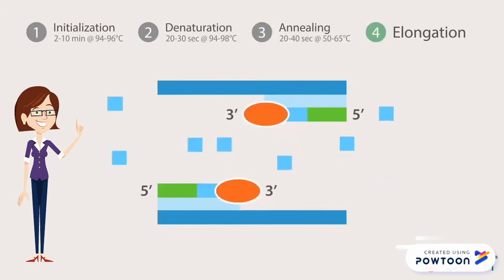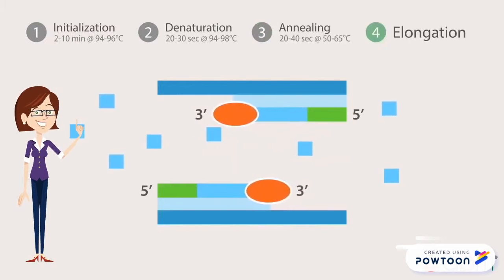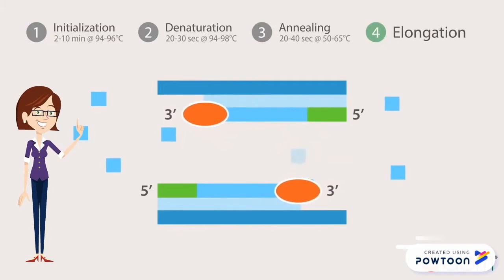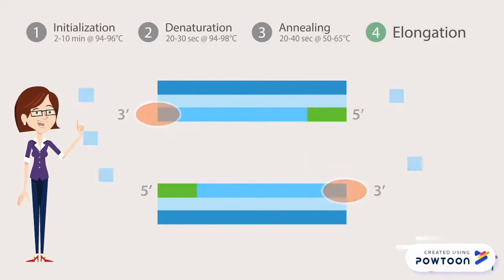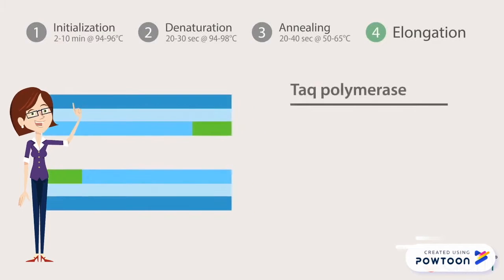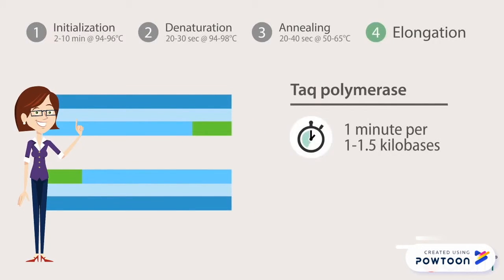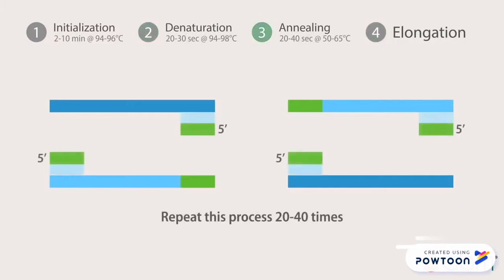And now comes the elongation step, where the DNA polymerase starts to incorporate the deoxynucleotide triphosphates in the 5' to 3' direction to synthesize a new DNA strand. The polymerase used is Taq polymerase, which polymerizes at a speed of 1 to 1.5 kilobases per minute and works ideally at 72 to 78 degrees Celsius. The cycle is then repeated from denaturation to elongation up to 40 times.